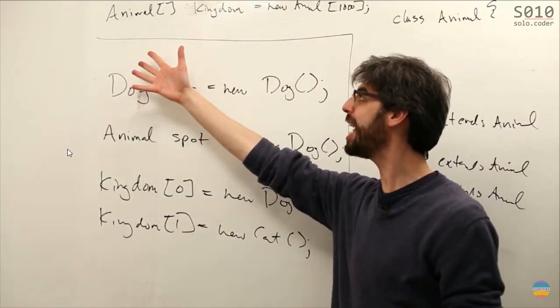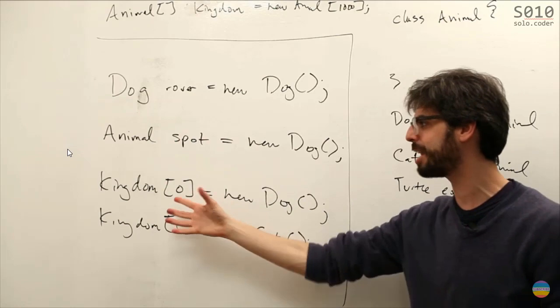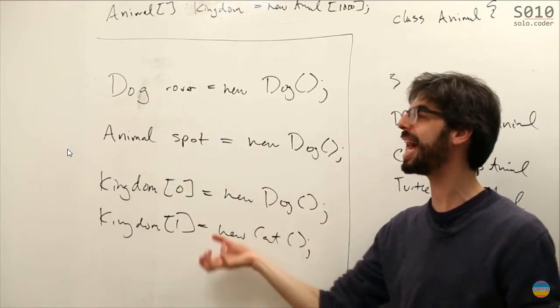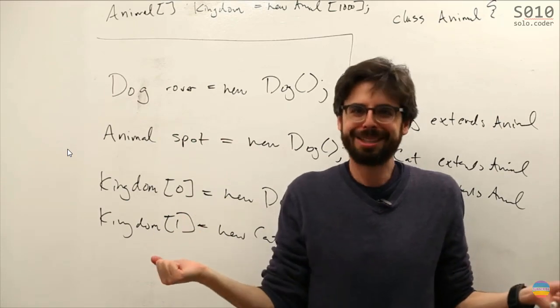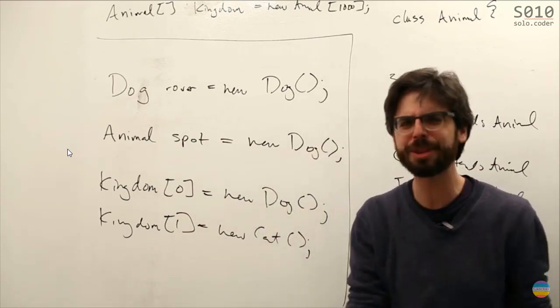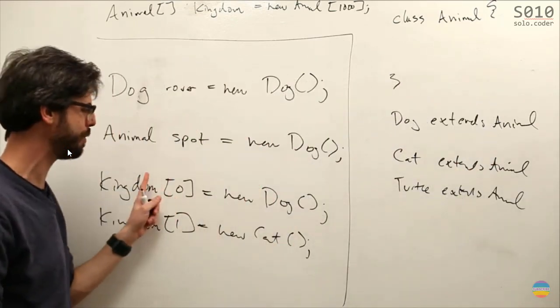Kingdom is just a bunch of animals. A dog is an animal, a cat is an animal. We can collect all these different kinds of classes into the same array. Great, right? Okay, so hopefully this makes sense to you, but there's one little piece of this that I think would be worth mapping out.